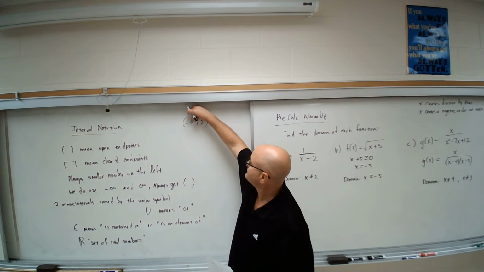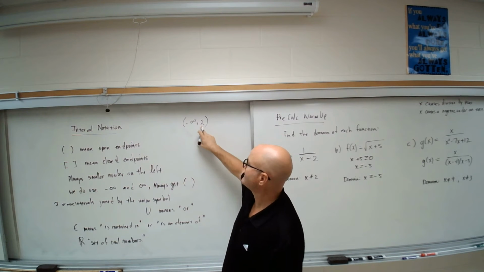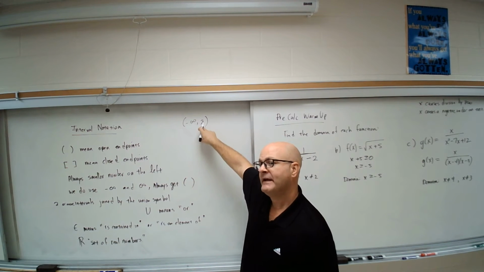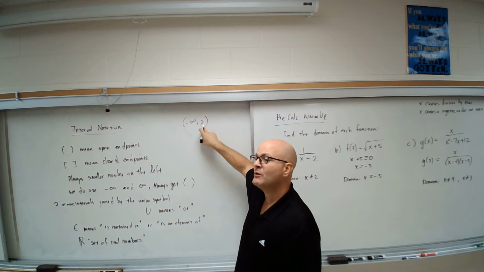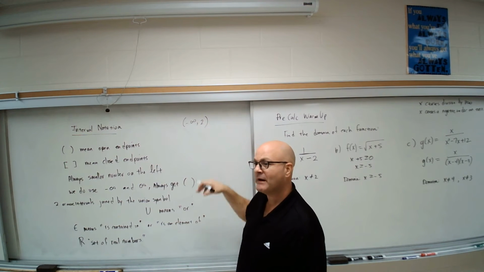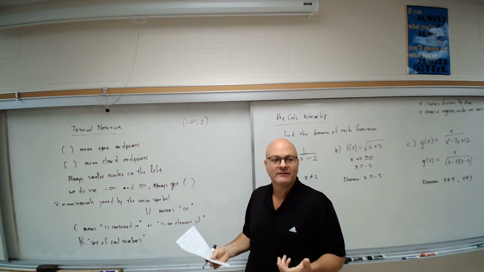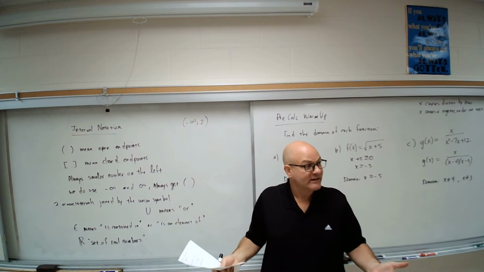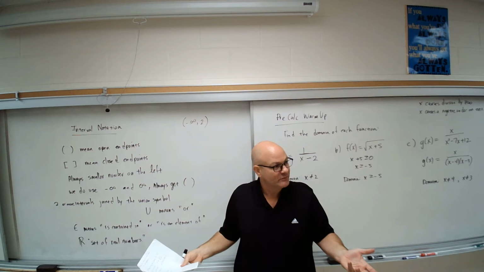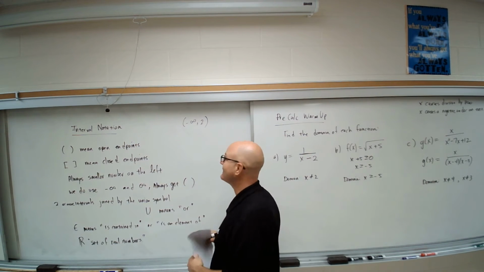So for this one, this is an open endpoint. It means that the 2 is not included in this interval, but every number up to 2 is included. So it's open. You can't name what that biggest number is. All you know is that it's a little bit less than 2. Right? If you tried to get close, you couldn't get there.